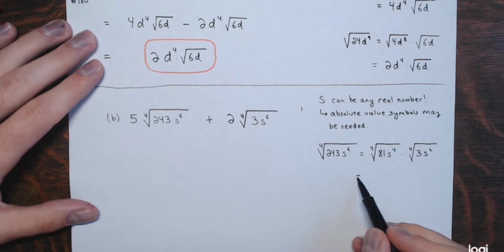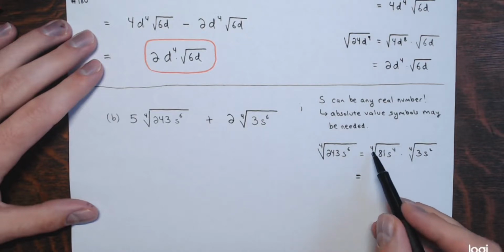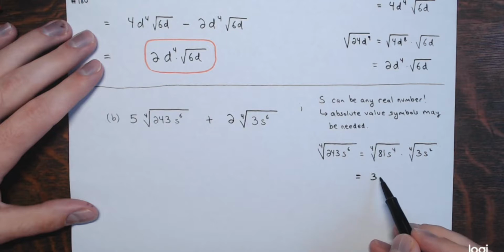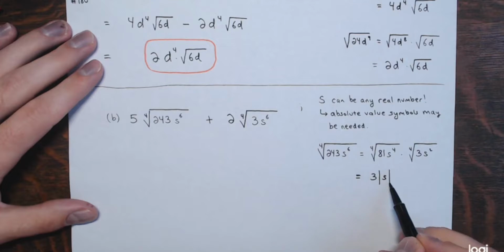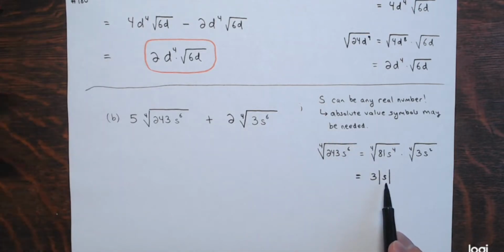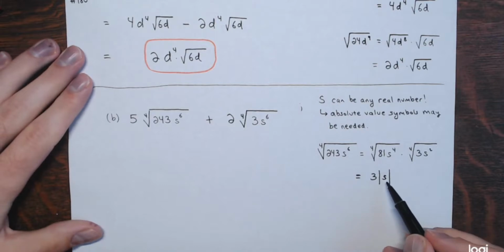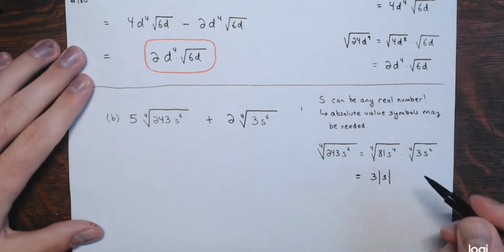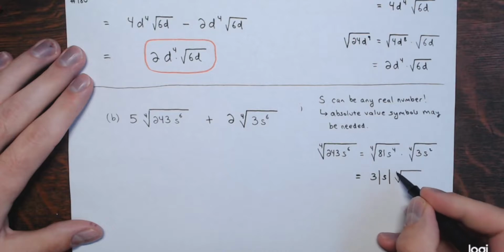81s to the 4th times 3s squared would be 243s to the 6th. All right, and here's where the tricky part comes in, right? The fourth root of 81s to the 4th would be 3 times not just s, because remember the fourth root of s to the 4th would be the absolute value of s. And the only reason I'm doing this is because s can be any real number. So if s were negative and I didn't have the absolute value symbols, this simplification would be wrong. So 3 times the absolute value of s times the fourth root of 3s squared.